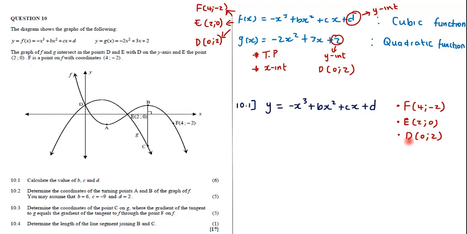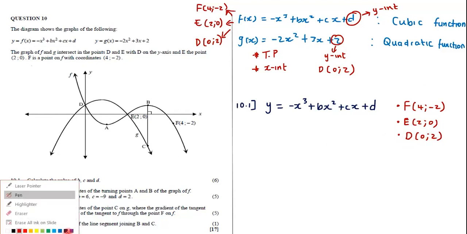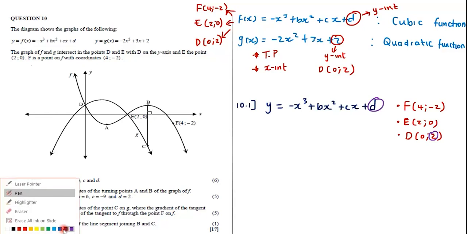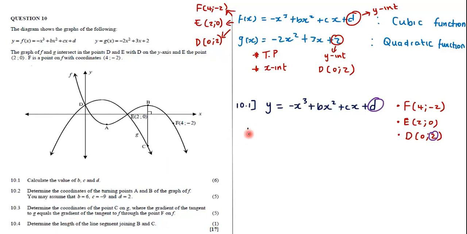Now, out of these points, we can see that d is the y-intercept. So if d is a y-intercept, then the value that we have there is basically the value for d. So the first thing that we're going to do here is to say that the value for d is equal to 2. Now why do we do that?